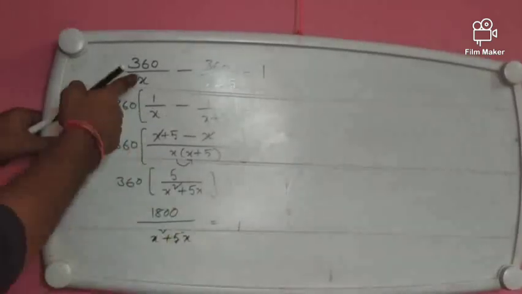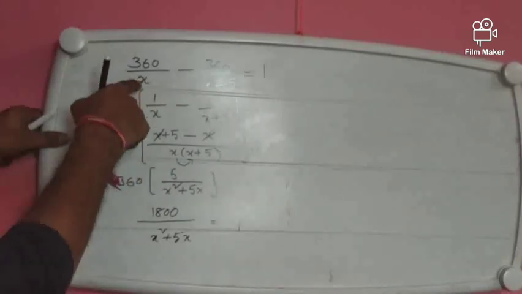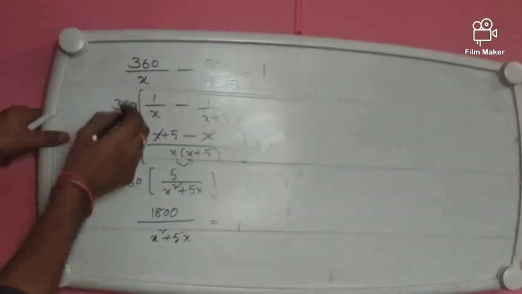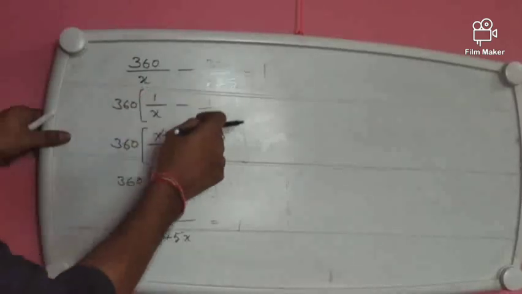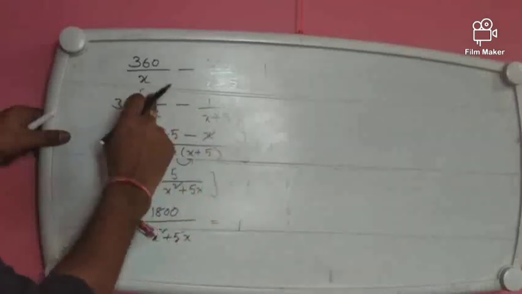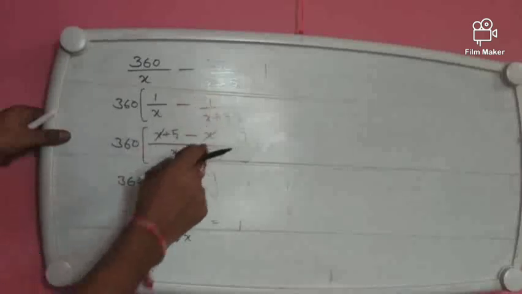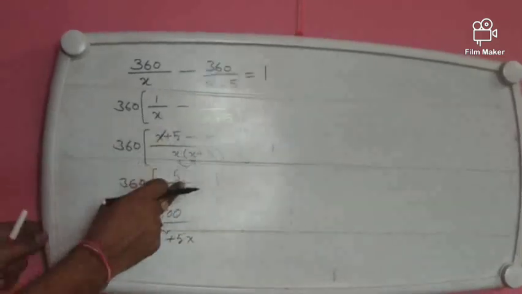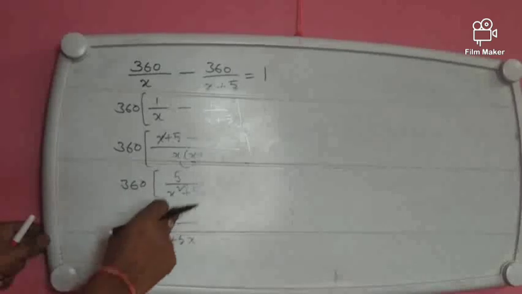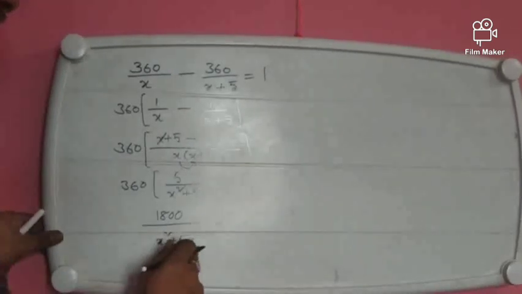Once again, you got this step from the above statement: 360 by x minus 360 by x plus 5 is equal to 1. So you take the common 360, 1 by x minus 1 by x plus 5 is equal to 1. Now take the LCM, x into x plus 5. So x cancels, x plus 5 into 1 is x plus 5, and x into 1 is x. Now the positive x and negative x cancel, so the remaining is the constant term 5. So 360 into 5 is 1800, over x square plus 5x, is equal to 1. Now transpose the x square plus 5x.